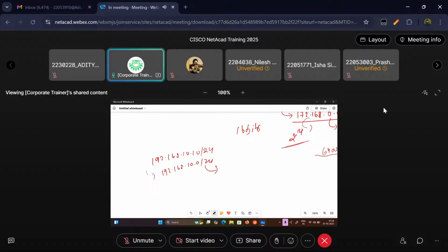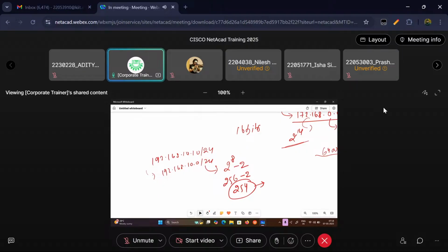How many hosts can you configure? 2 raised to the power 8 minus 2, right? Because 24 bits are the network bits. So how many hosts will be there? 2 raised to the power 8 is what? 256 minus 2. So you can configure 254 hosts.